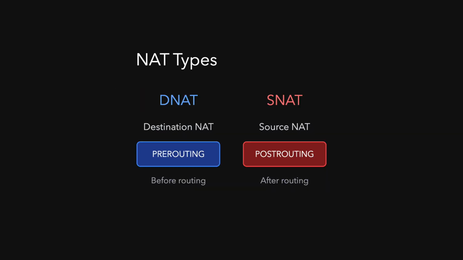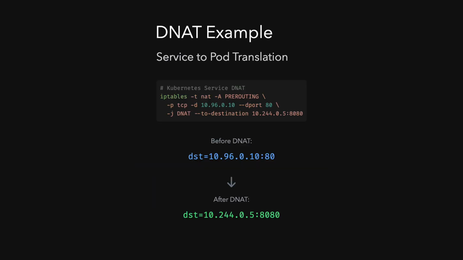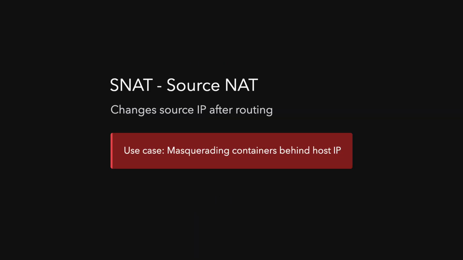Now that we understand the architecture, let's see NAT in action, because NAT is the foundation of Kubernetes Service networking. Network address translation comes in two flavors, and they operate at different hooks. First one is DNAT. It happens in pre-routing. It changes the destination IP or port before routing. So for example, Kubernetes Service receives a packet, kube-proxy's iptables rule in pre-routing changes the destination to Pod IP, now routing works correctly. Second one is source NAT, SNAT. It happens in post-routing. It changes the source IP or port after routing.